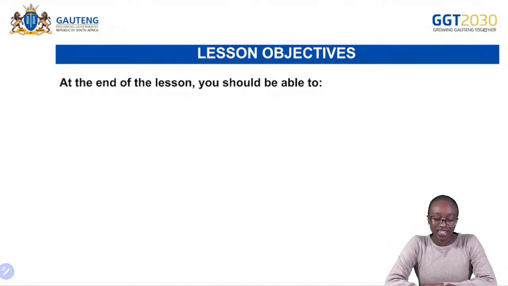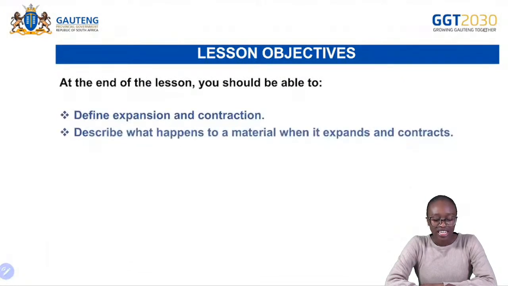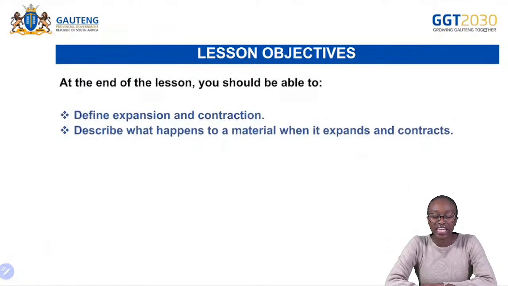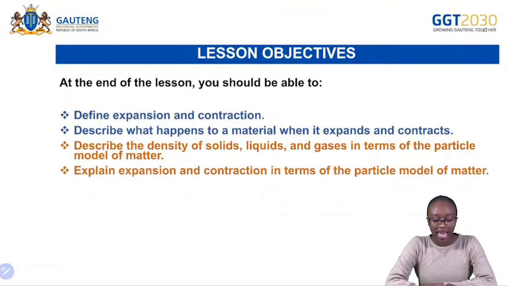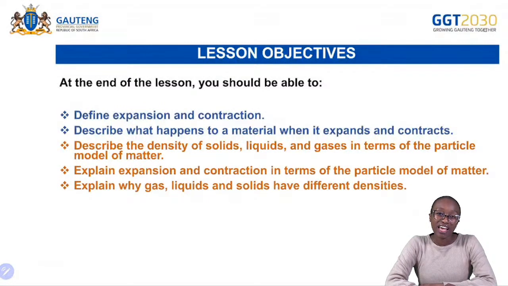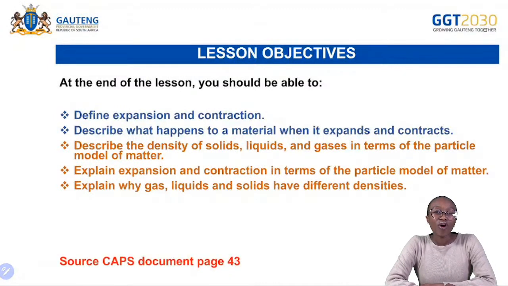At the end of the lesson, you should be able to define expansion and contraction, describe what happens to a material when it expands and contracts, and describe the density of solids, liquids, and gases in terms of the particle model of matter, and then explain expansion and contraction in terms of the particle model of matter. Lastly, explain why gas, liquids, and solids have different densities. All this is from your CAPS document on page 43.